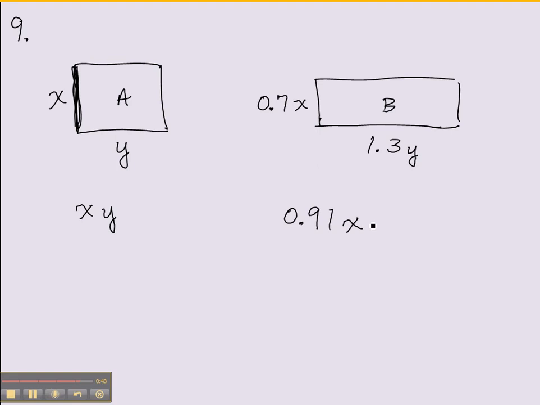Okay, so using our same line of reasoning, if this is 1xy and this is 0.91xy, or if we call this 100xy, this would be 91xy. So we have 0.09 is the difference here in percentages. So that's 9% less than rectangle A, which is answer choice D.